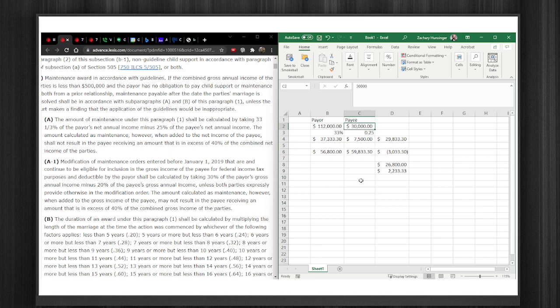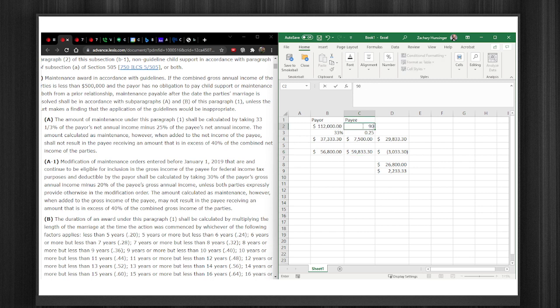That gets missed a lot. Often people are just like, oh yeah, the award is less than 40% of the combined. Well, no, that's not the factor. You've got to add these two and then determine if that is more or less than 40% of the net income.